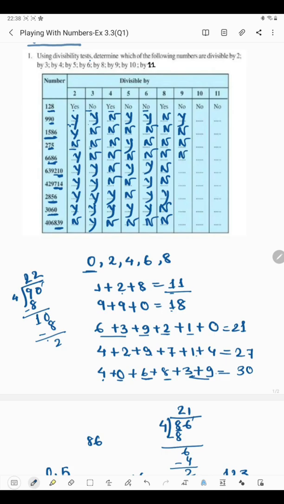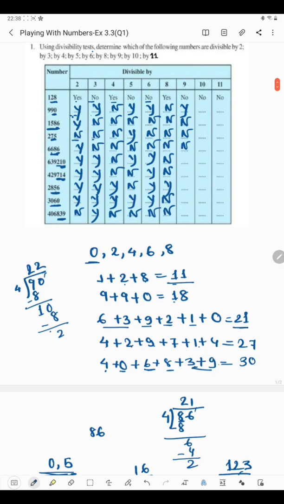Next, 6 plus, here we have already added, which is 21, which cannot be divided by 9, so we will write no. Next also we have added, we have got 27, which can be divided by 9, so we will write yes. Now 2, 8, 5, 6. If you add this, 6 plus 5 is 11, 11 plus 8 is 19, 19 plus 2 is 21, which does not come in 9's table.